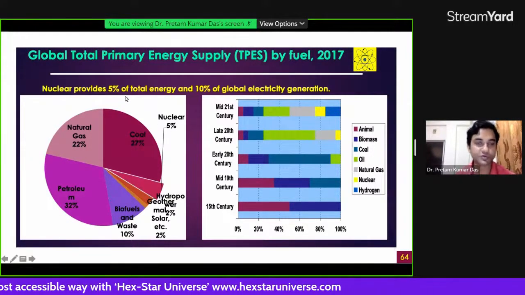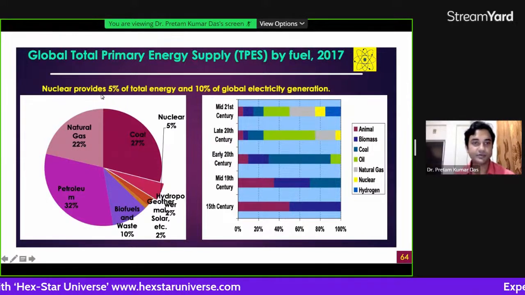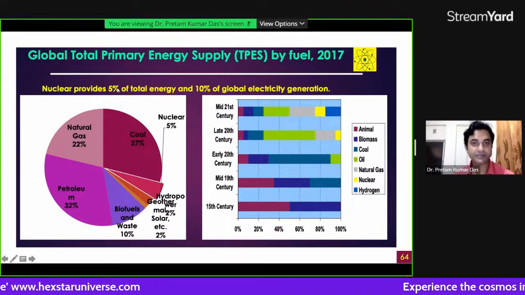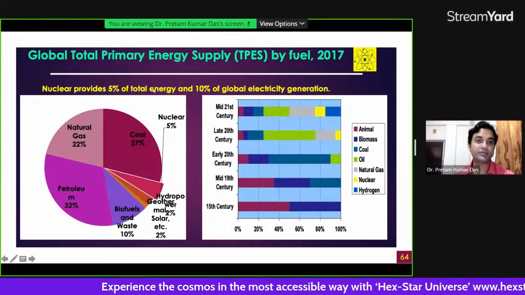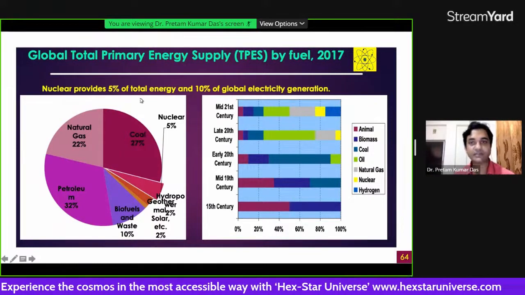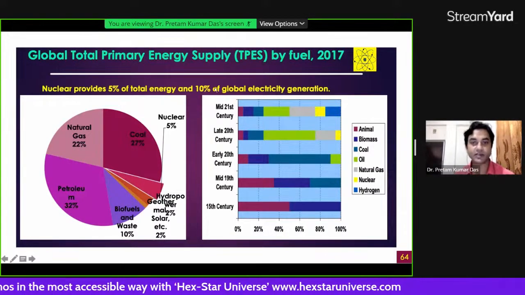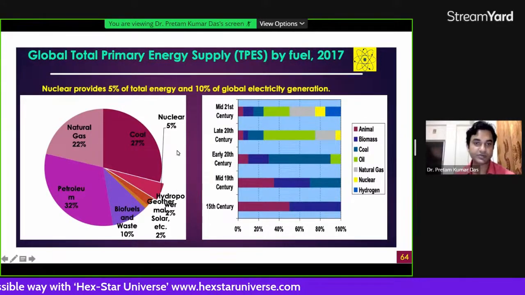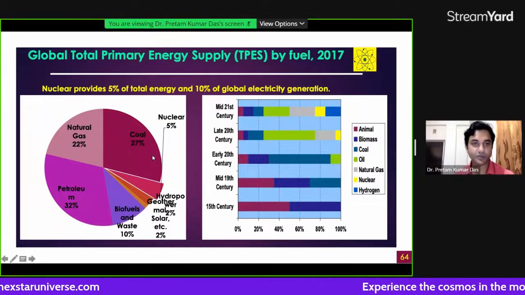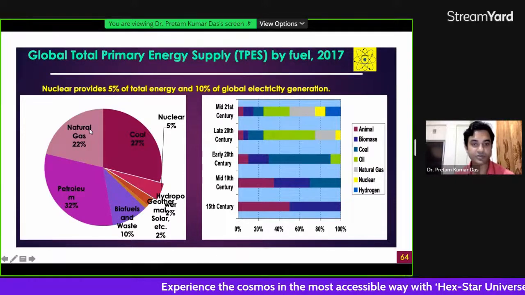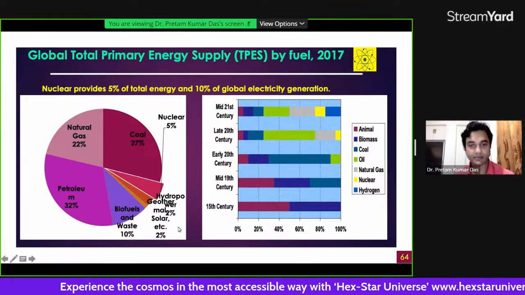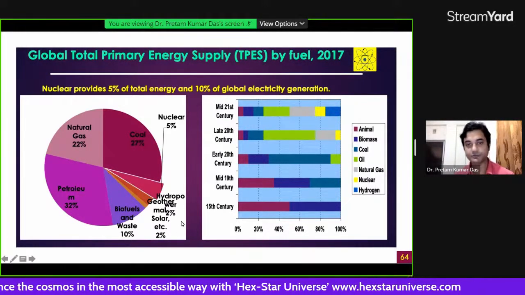So we can see the contribution of nuclear is about 5%. Nuclear provides 5% of total energy and 10% of global electricity generation. So in total power they use 5%, and in global electricity generation they contribute about 10%. The other contributions to power come from coal, natural gas, petroleum, biofuel, solar, and hydro.